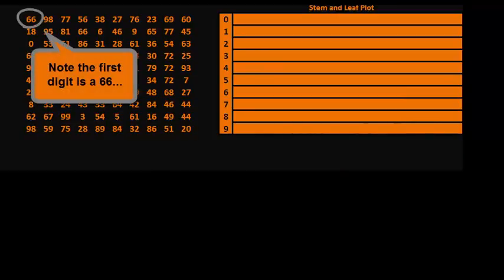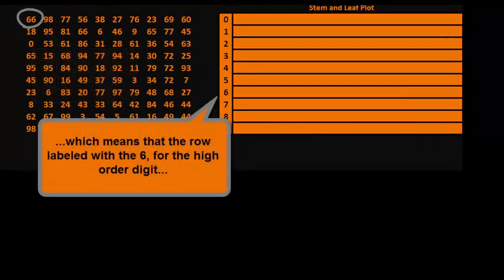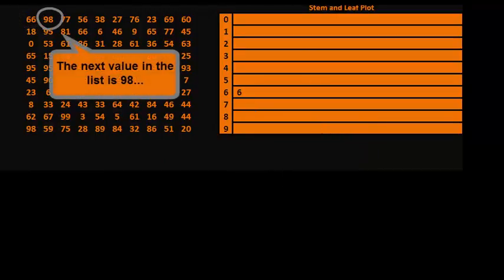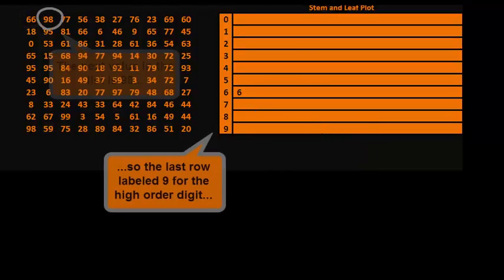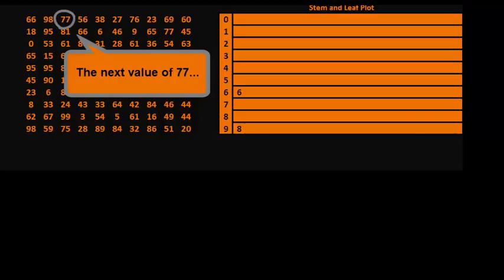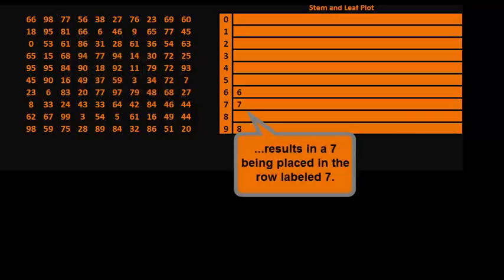Note, the first digit is a 66, which means that the row labeled with a 6 for the high order digit will receive a 6 for the low order digit of the value 66. The next value is 98, so the last row labeled 9 for the high order digit receives an 8 for the low order digit. The next value of 77 results in a 7 being placed in the row labeled 7.